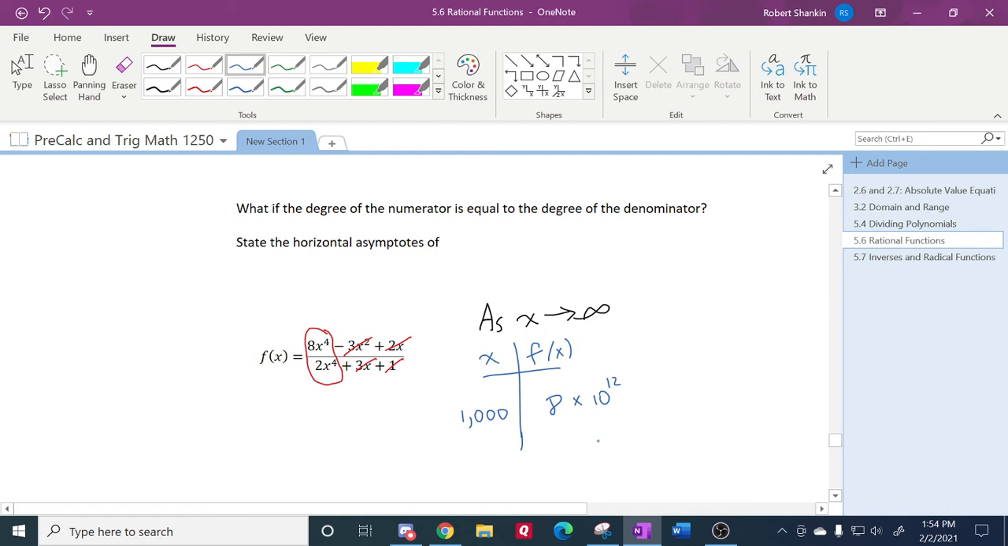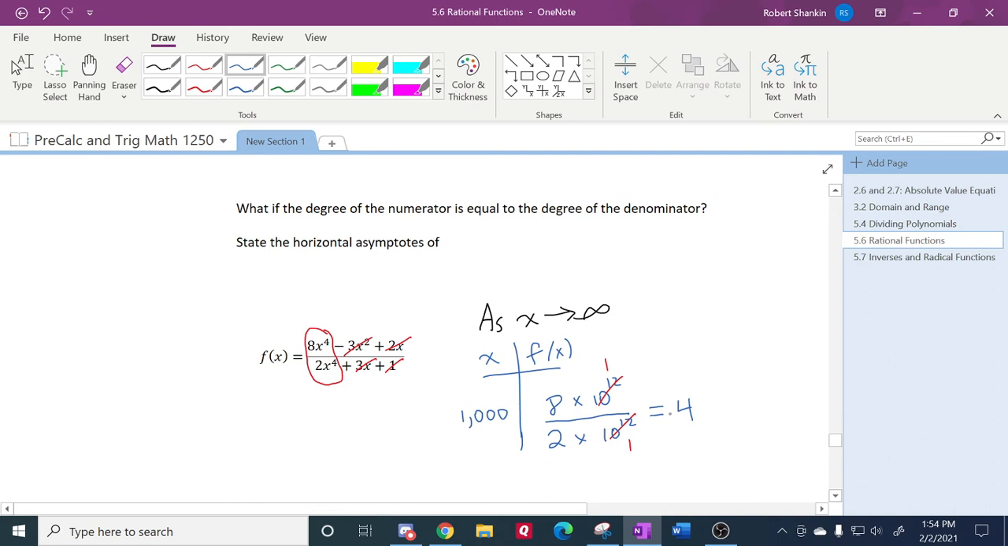And that's the shortcut notation for that. But the bottom will be 2 with 12 zeros, like this. They will have the exact same number of zeros. These two things will divide out. And you will just get 8 divided by 2, which is 4.